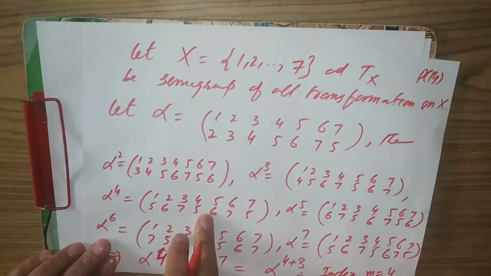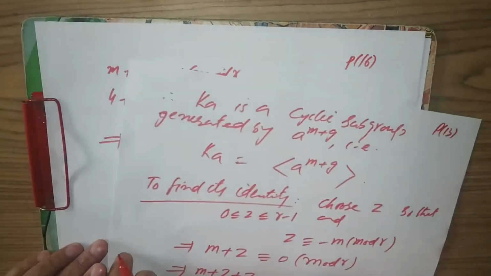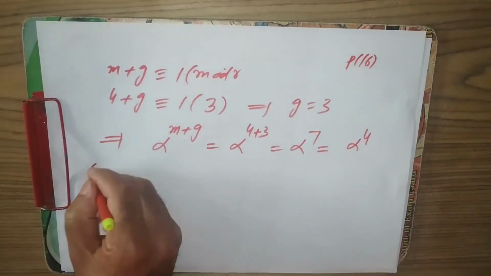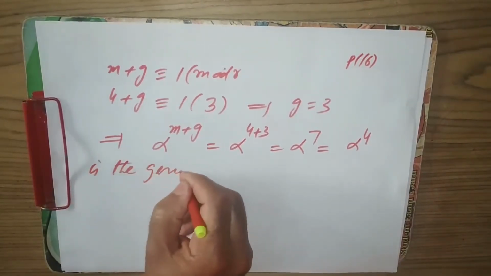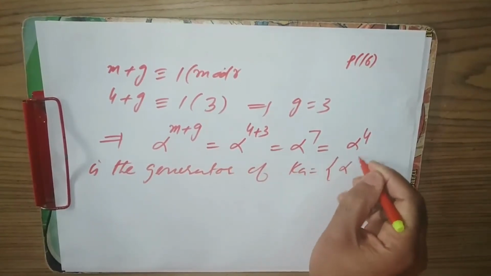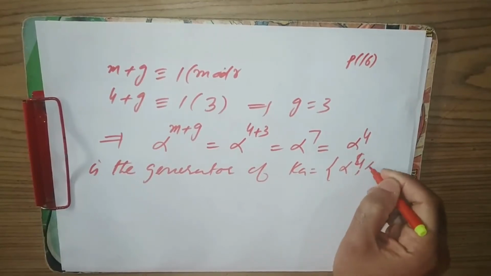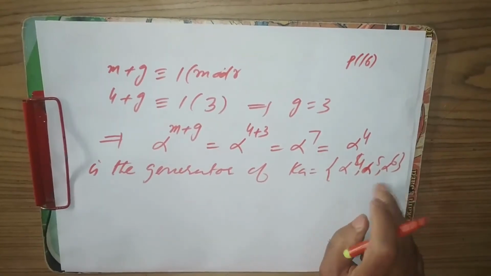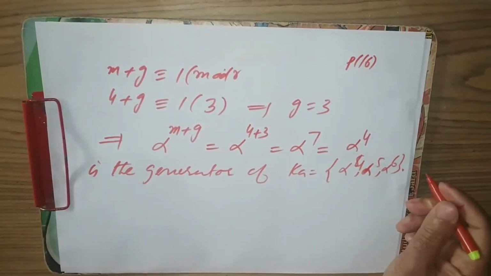Alpha power 4 is the generator of K alpha, which is equal to alpha power 4, alpha power 5, alpha power 6. So the first element is the generator, and this is the identity. So this is the end of the theorem. Thank you.